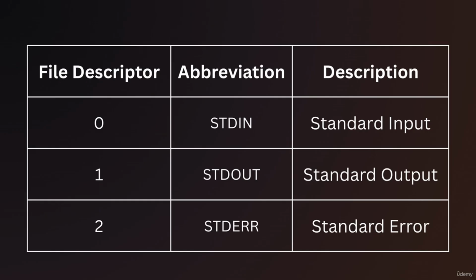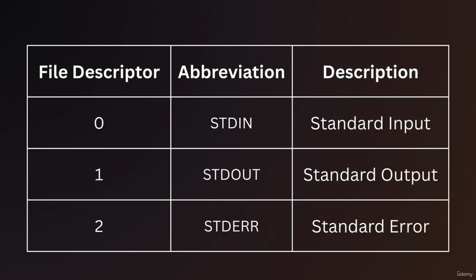Now, these three Linux file descriptors have their values. Standard input has a value of 0, standard output has a value of 1, and standard error has a value of 2. Now, the standard input indicates to your Linux shell script where it is going to receive input from.